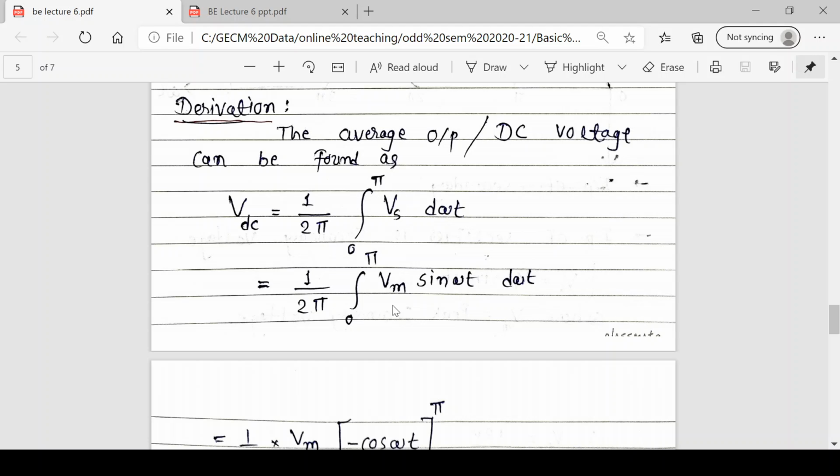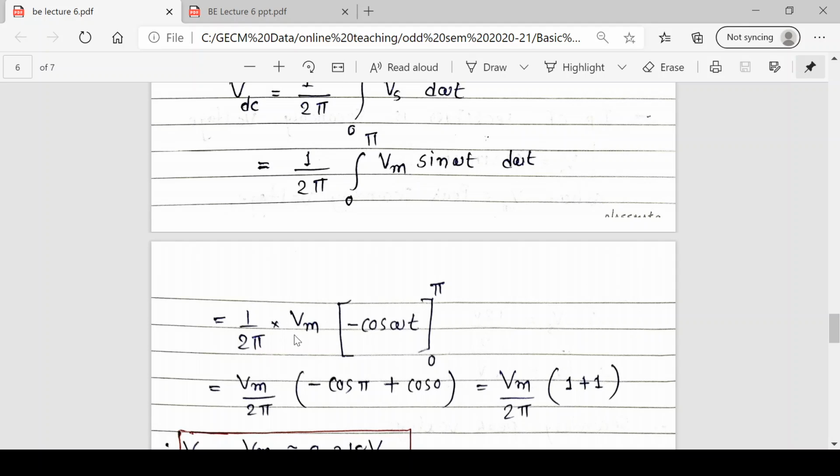Let's put the value of Vs as Vm sin omega t, d omega t. Whatever is constant, let's keep it out. So 1 upon 2 pi and Vm are constant. What is integration of sine? Minus cos omega t. Upper limit minus lower limit.